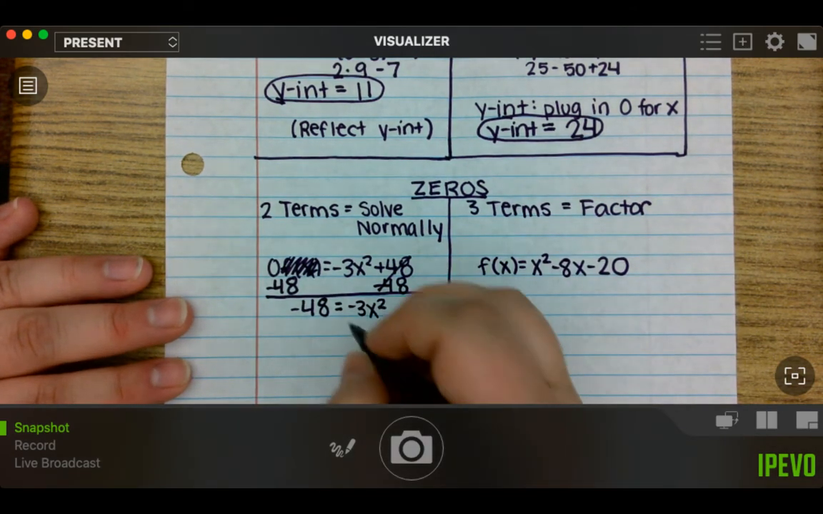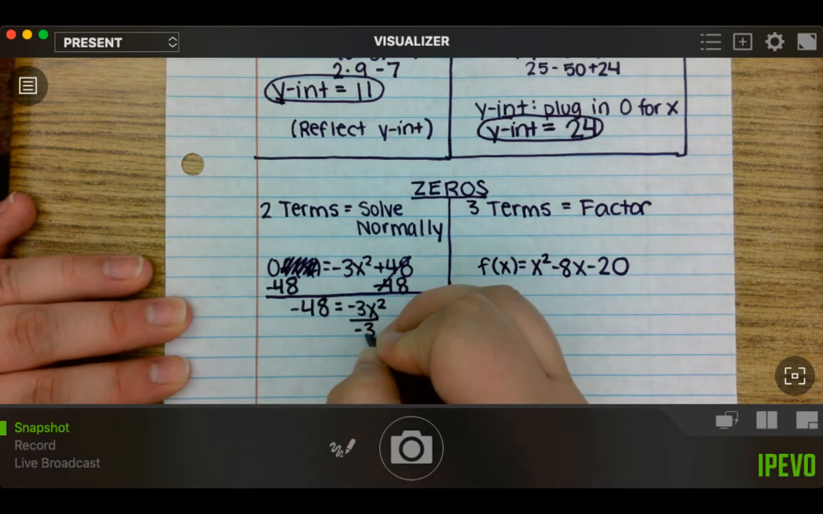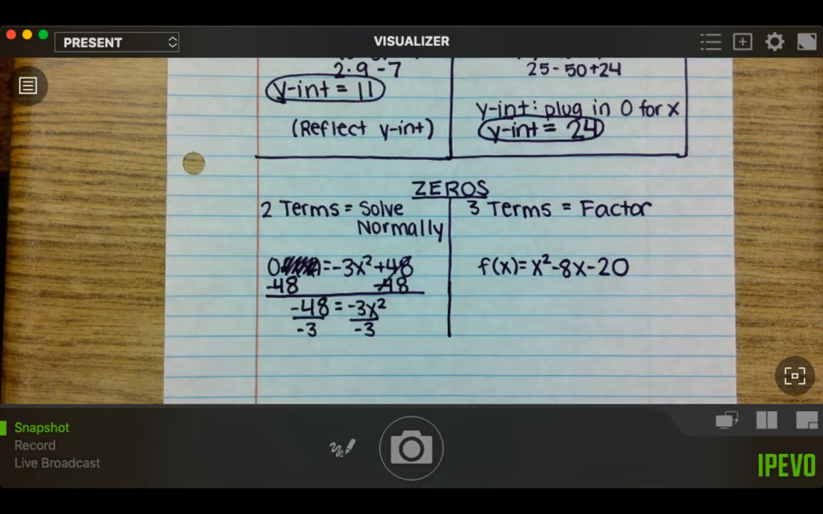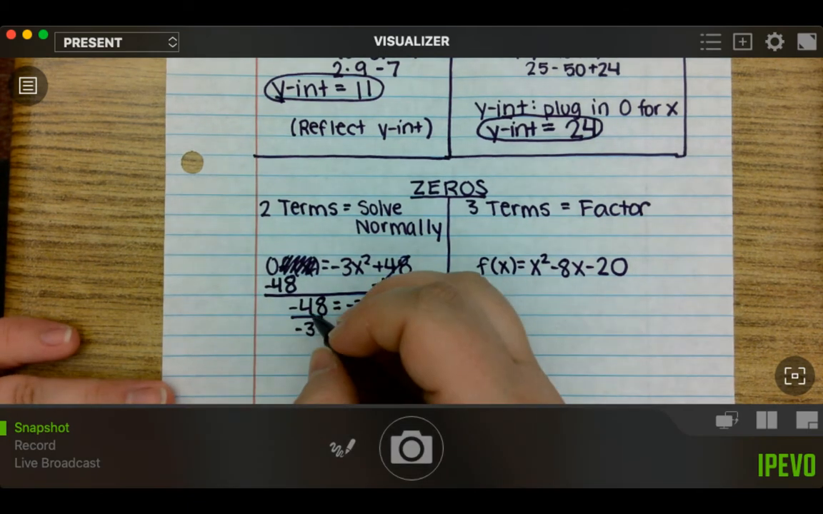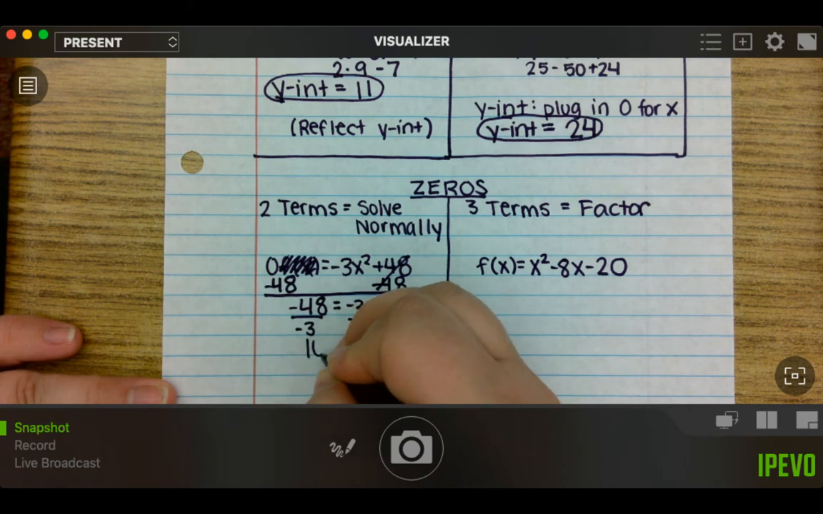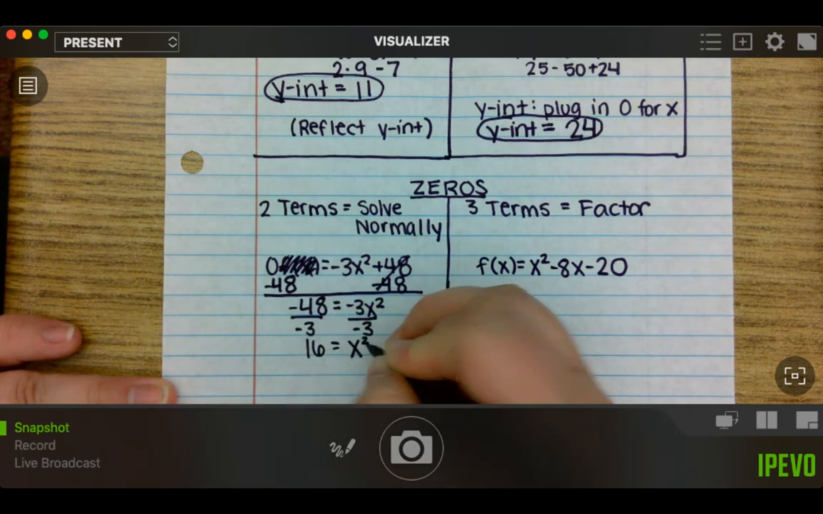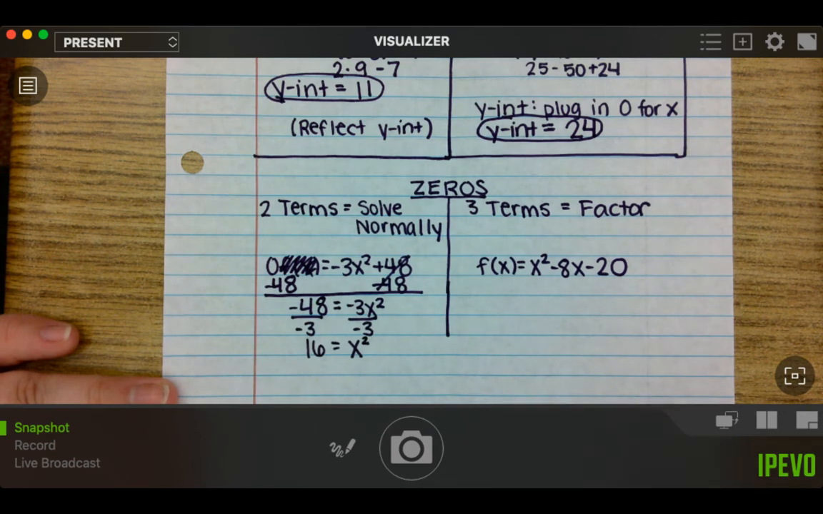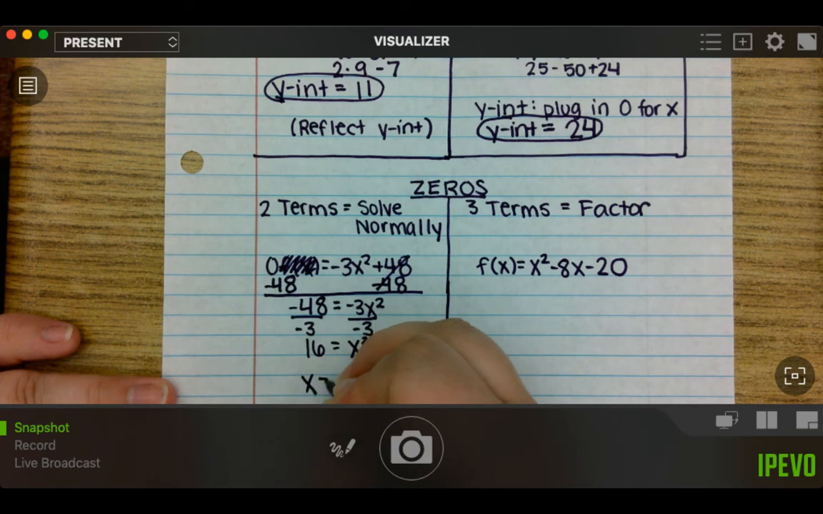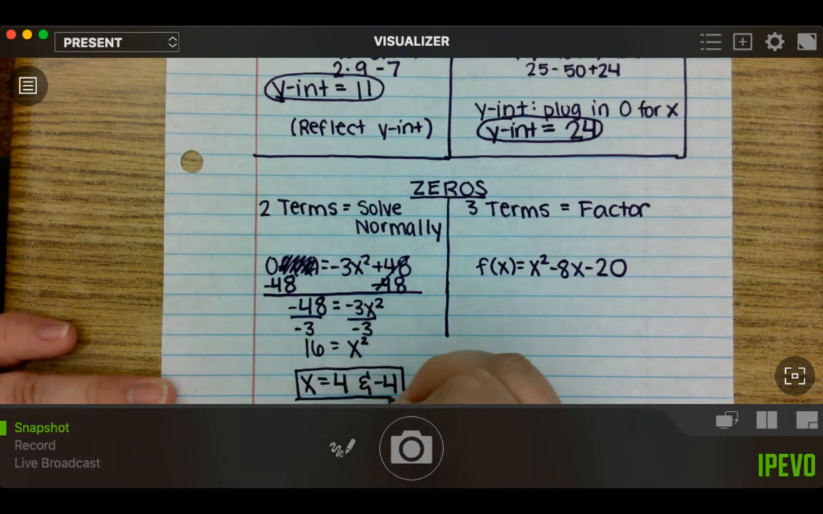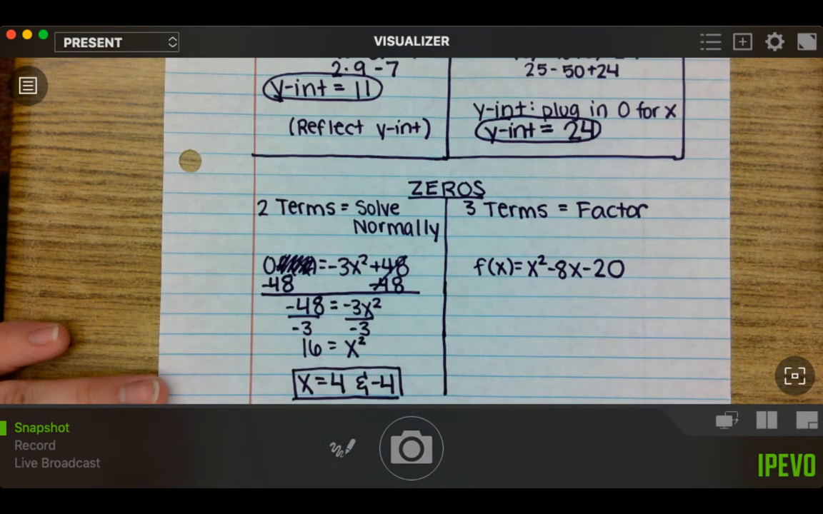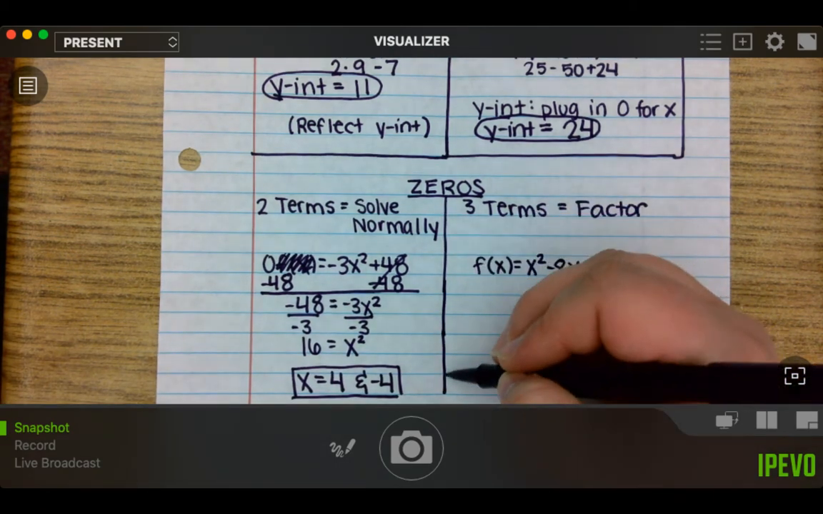Then divide by negative 3. There's no plus or minus sign in between the 3 and the x, so that's why we are dividing. Negative 48 divided by negative 3 is 16. And now I just need to know what number squared equals 16. There's two answers. One of them is 4, and the other one is negative 4. Just like that. And then make sure that this line goes all the way down.